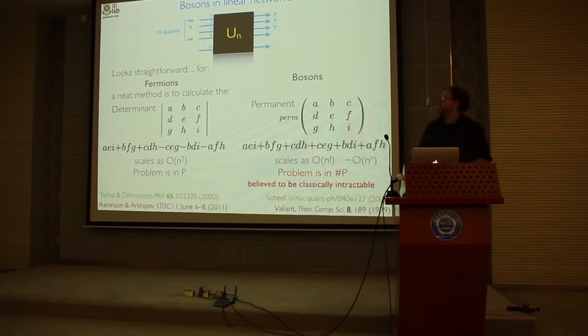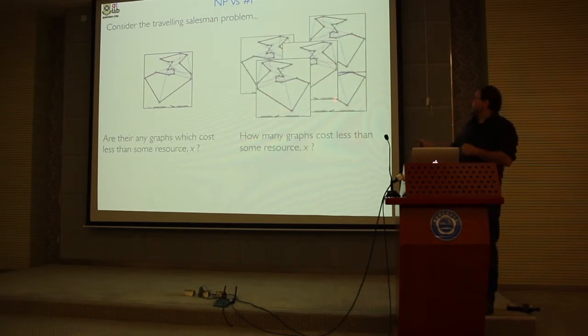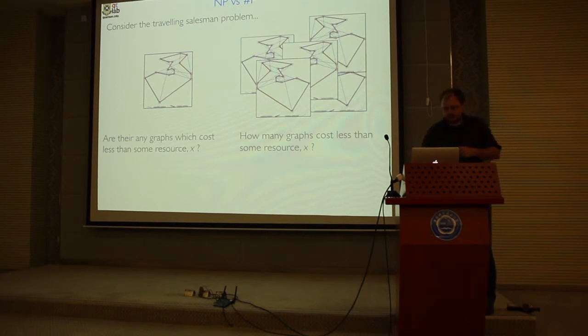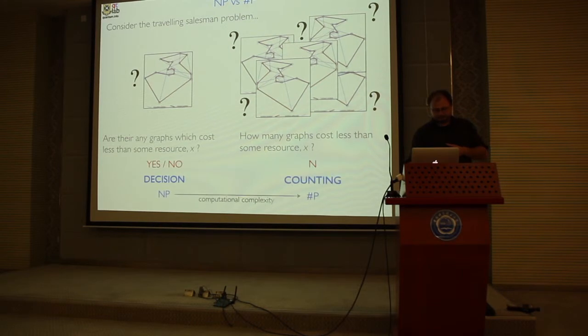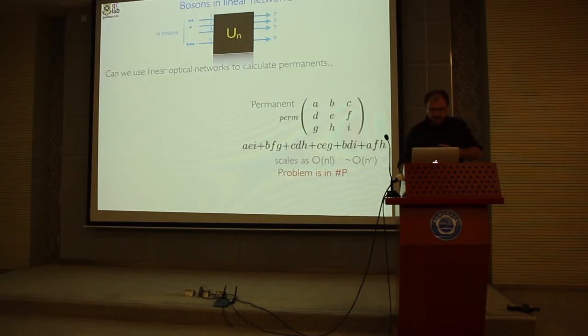One way to think about that is to consider the traveling salesman problem, which says, I've got a medieval city with some number of bridges, seven bridges. Is there a path where a salesman can cross each bridge only once? Are there any graphs which cost less than some resource X? That's the traveling salesman problem. But you could also say, how many graphs are there that cost less than some resource X? The first one's a decision problem, it's yes, no. The second one's a counting problem. And in terms of computational complexity, you can see counting problems are much harder than decision problems. So the permanent, it turns out, is in that class.